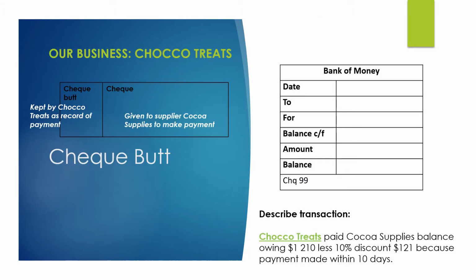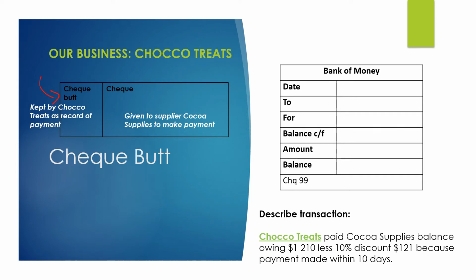There are different ways payment can be made. Payments can be made electronically, such as online transfers, or in this example here, we can also use checks to make a payment. The check part is the part that is retained by the business making the payment. In this example here, Choco Treats will keep this part as record of the payment made to Cocoa Supplies.